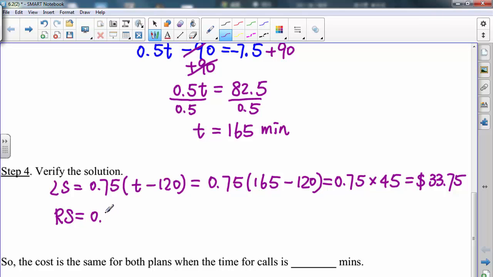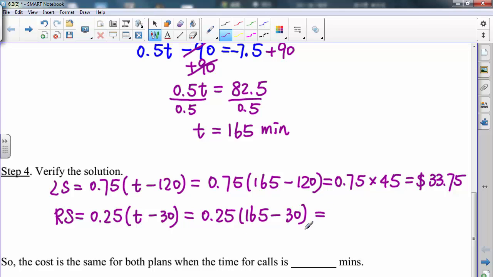We will use the same way to check the value on the right side. On the right side, we have 0.25 times t minus 30. Right now the t value is 165 minus 30. If you use the scientific calculator, you will find it's still $33.75. So we find that this t value 165 can make both the left side and the right side equal. Therefore, 165 minutes is my final solution, which means the cost is the same for both plans when the time for calls is 165 minutes.